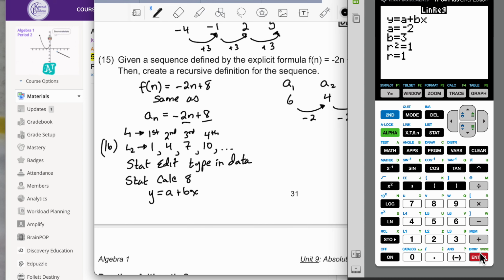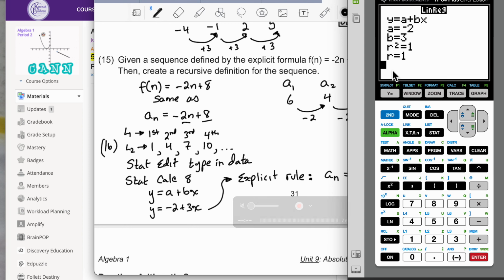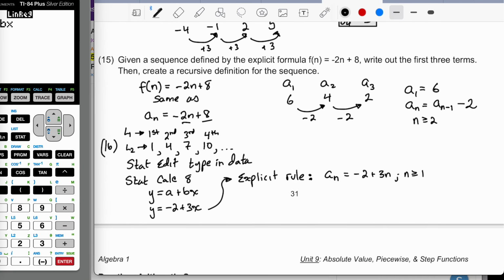But what this is telling me is y is equal to a plus bx. But in this case, y is equal to -2 plus 3x. So my explicit rule is a sub n is equal to -2 plus 3n, where n is greater than or equal to 1. All right, so I'm able to get all that from the calculator without doing any computation. Doesn't seem like a big deal, and in fact for linear cases and arithmetic sequences it's really not, but when it comes to more advanced stuff, using regressions is going to be very helpful.